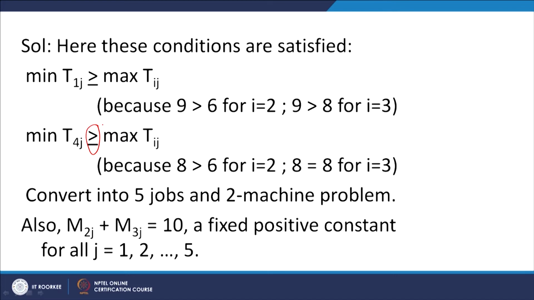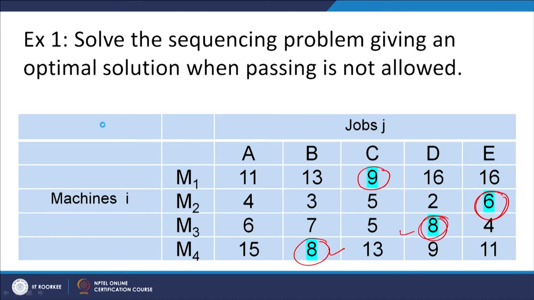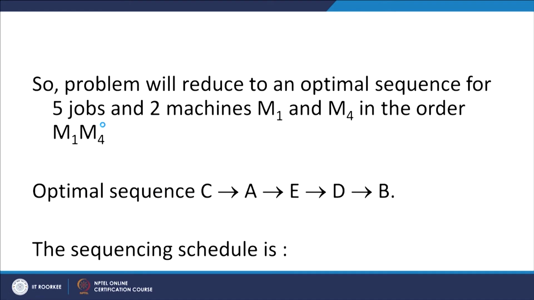Also, in addition to the above conditions, we note the additional condition that M2j plus M3j is equal to 10. This is a fixed positive constant for all j equal to 1, 2 up to 5. So, therefore, the problem will reduce to an optimum sequence for 5 jobs and 2 machines M1 and M4 in the order M1, M4. And the optimum sequence can be obtained as before, that is, the optimum sequence is C, A, E, D and B.